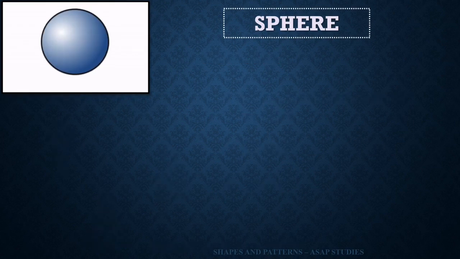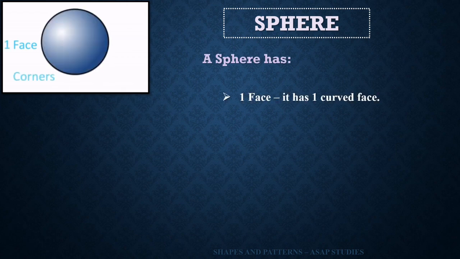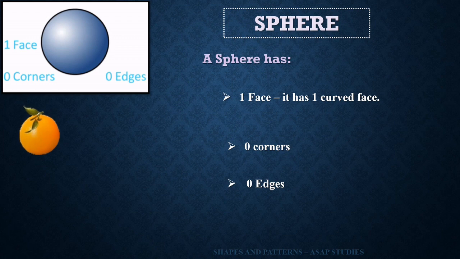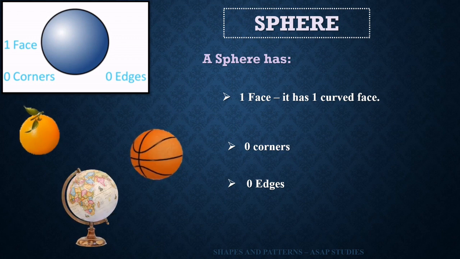Here, it has 1 face, that is, it has 1 curved face and there are 0 corners in it and there are no edges. So children, I hope you all have enjoyed learning about plane shapes and solid shapes in this video.